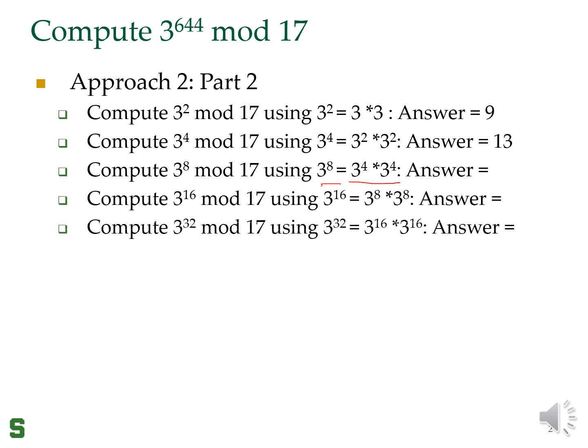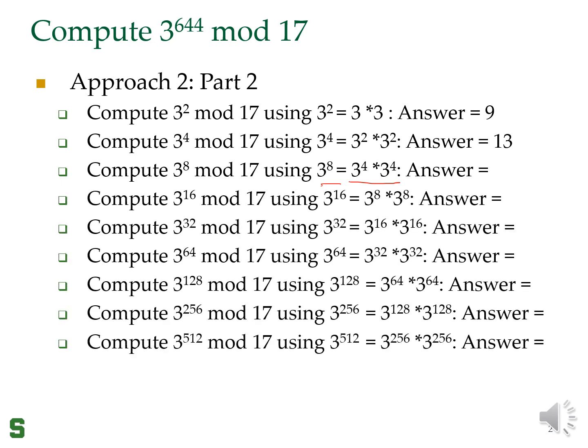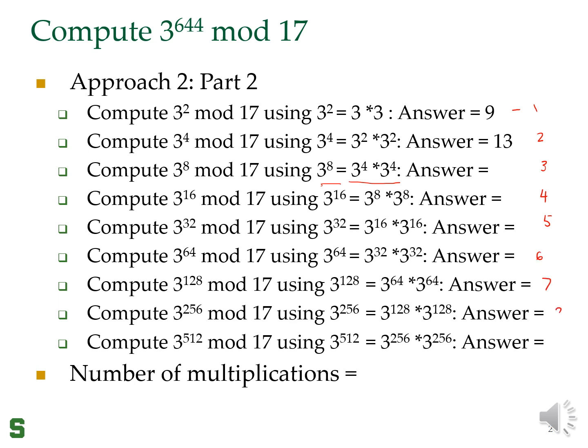I'm not going to bother finding the answer, but I want to see how many multiplications I would need to get to 3 to the power 512. So let's look here. I have 1, 2, 3, 4, 5, 6, 7, 8, 9. The number of multiplications I needed was going to be 9. And actually I could have figured it out faster if I had observed that 512 is really 2 to the power 9.